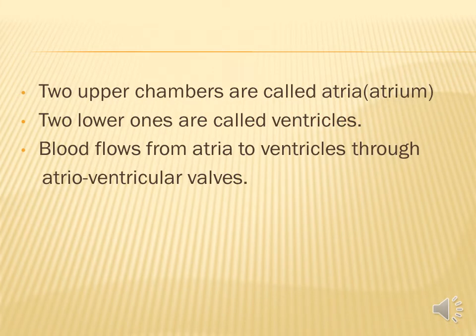The 2 upper chambers of heart are called atrium. It is also called atria, and the 2 lower ones are called ventricles. Blood flows from atrium, that means atria, to ventricles through atrioventricular valve. As you know, what is valve? Valve helps to prevent the backflow of the blood in the heart.